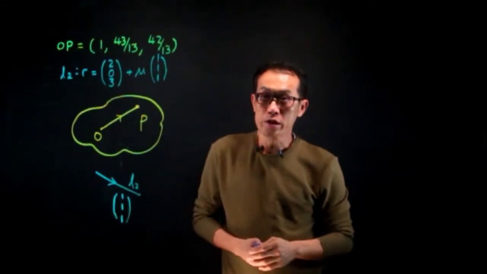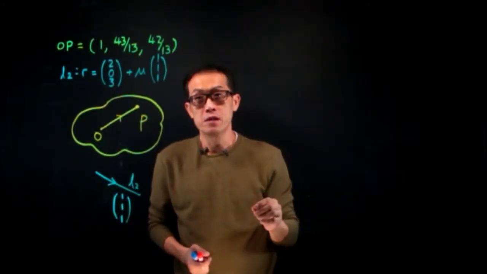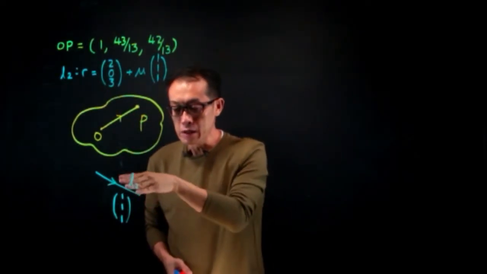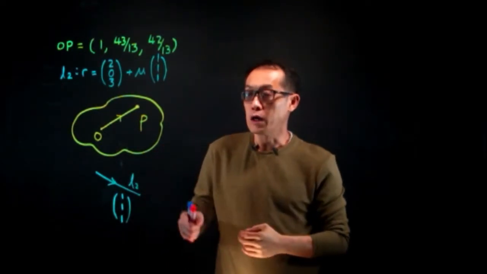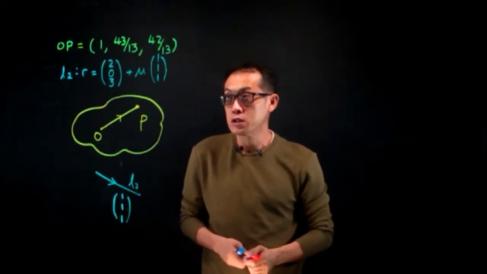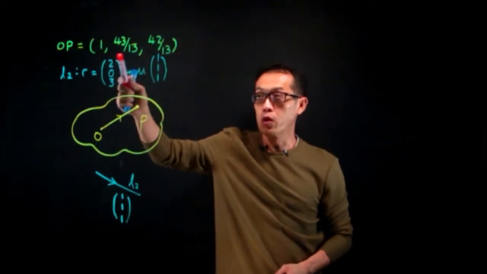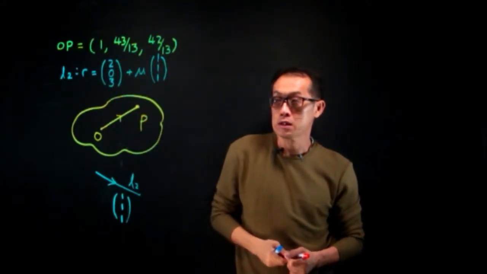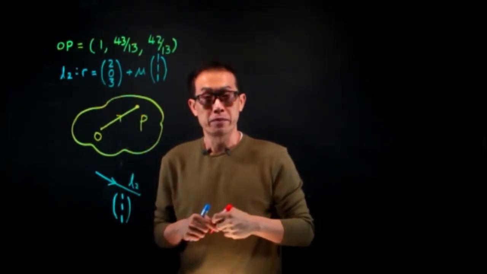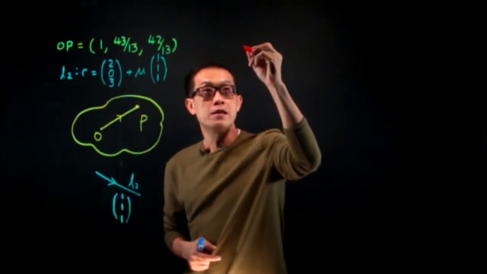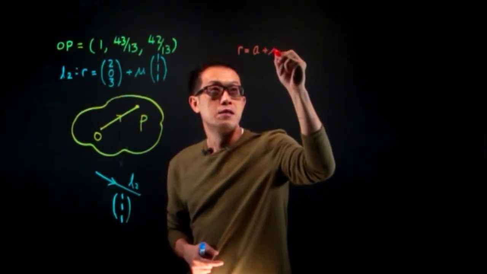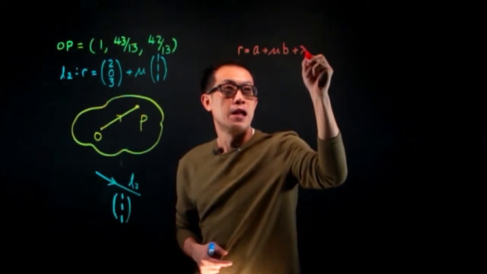In part 2 of the question, you are asked to find the equation of a plane which contains OP and is parallel to the line L2. Now P is a point that we have found in part 1 of the question. Now this is the given coordinates of P. Now we can first write down the vector equation of the plane. The vector equation of a plane can be given by r equals a plus mu b plus lambda c.